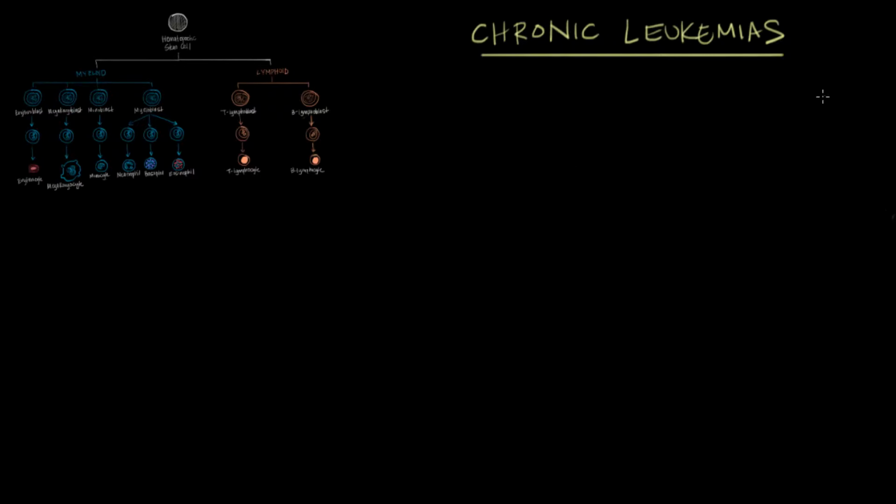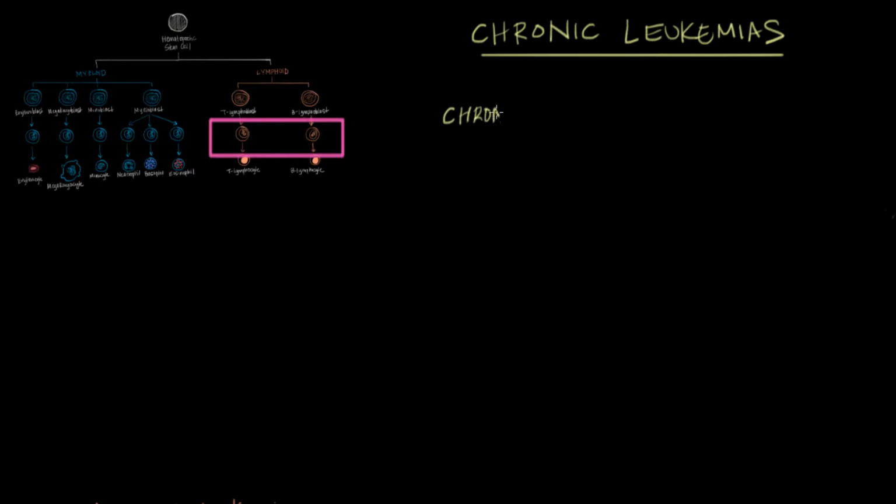So now we're going to talk about chronic leukemias. And chronic leukemias come from these cells over here. And just like we did with the acute leukemias, we can split up the chronic leukemias into chronic lymphoid leukemias and chronic myeloid leukemias. And we're actually going to start off by talking about the chronic lymphoid leukemias.